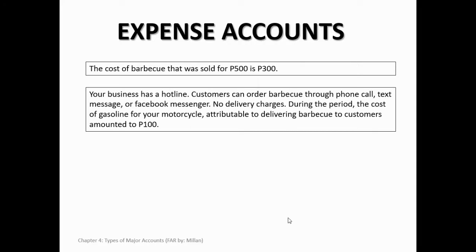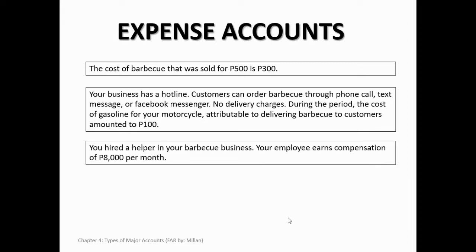Next is this one. Your business has a hotline. Customers can order barbecue through phone call, text message, or Facebook Messenger. No delivery charges. During the period, the cost of gasoline for your motorcycle attributable to delivering barbecue to customers amounted to 100 pesos. So the delivery cost of 100 are recorded as freight out.